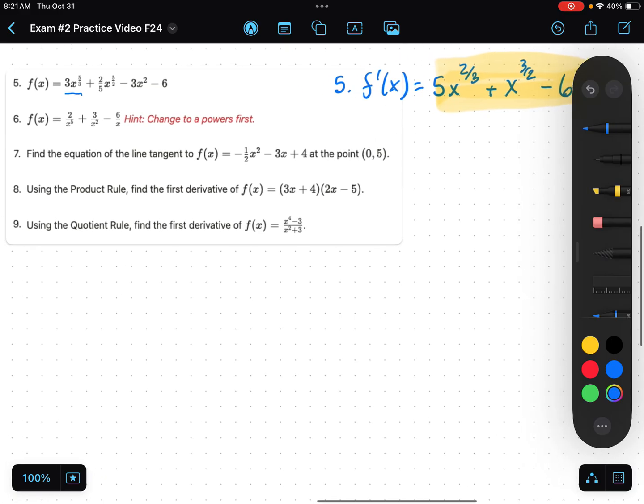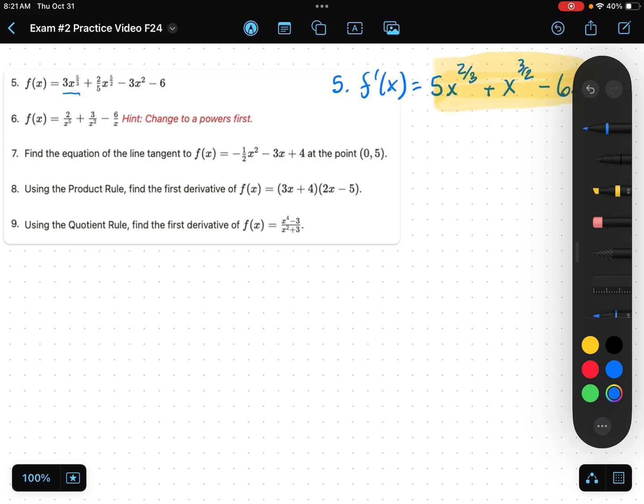For problem 6, we've got a little extra work to do first here. So we're given this little expression, but it's written with fractions, right? With rational functions. So I guess we could go through this one at a time and do the quotient rule on each one, but that is a lot of work. What I recommend instead is my little hint here where I said, let's change these to powers of x first. So that's what I'm going to do.